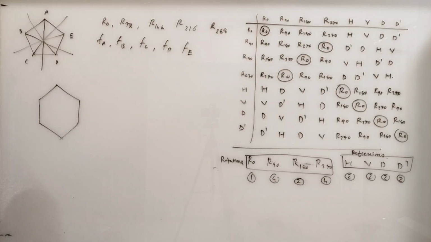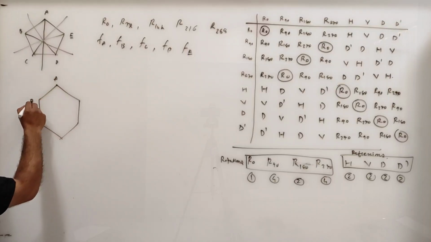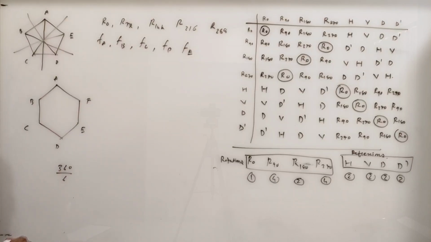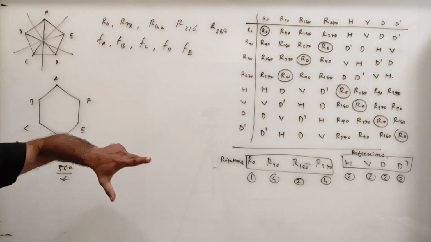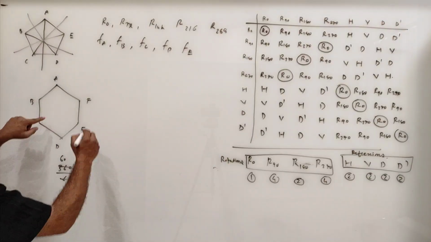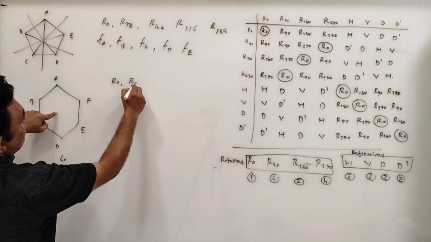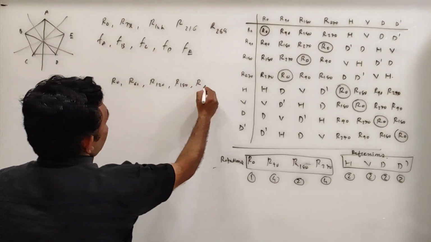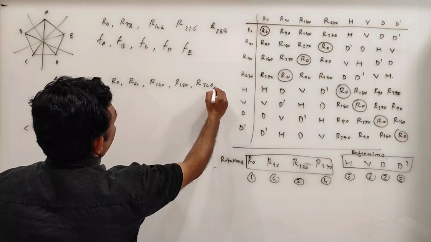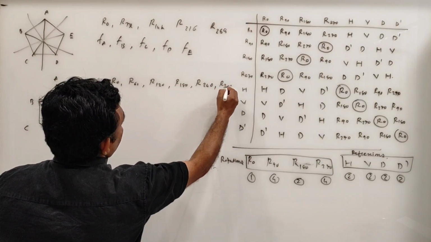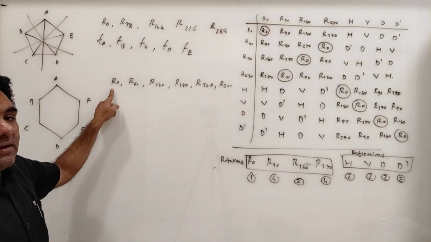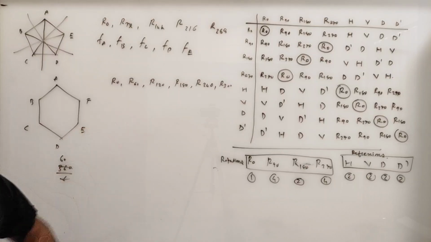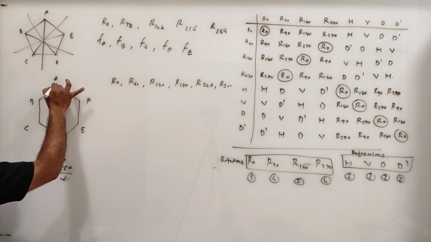If you look at a hexagon, a regular polygon with 6 sides, A, B, C, D, E, F, then 360 by 6 is 60. So on 60 degree rotation, you will get the symmetry. So this position is say R0, then R60, R120, R180, R240, and R300, and R360, that is R0. 1, 2, 3, 4, 5, 6. 6 rotations.